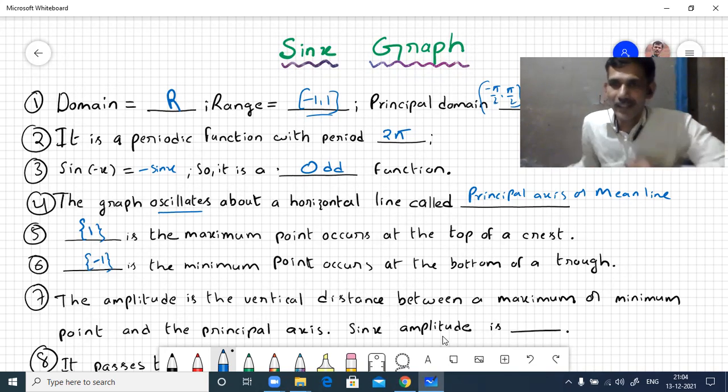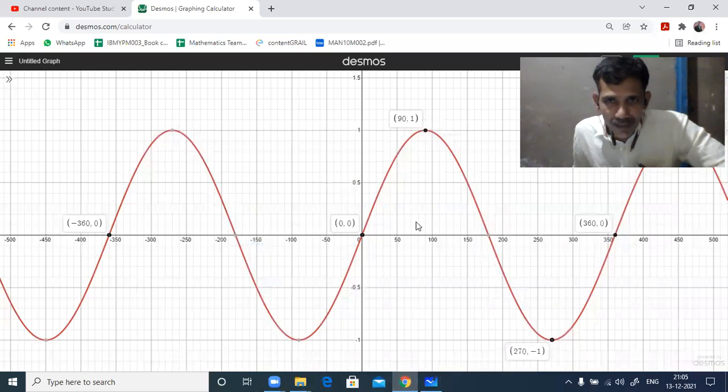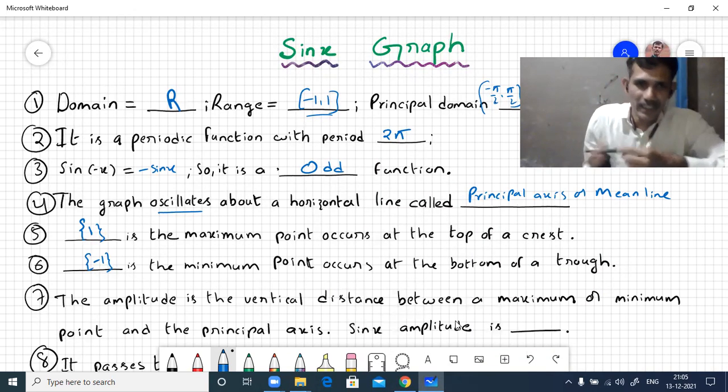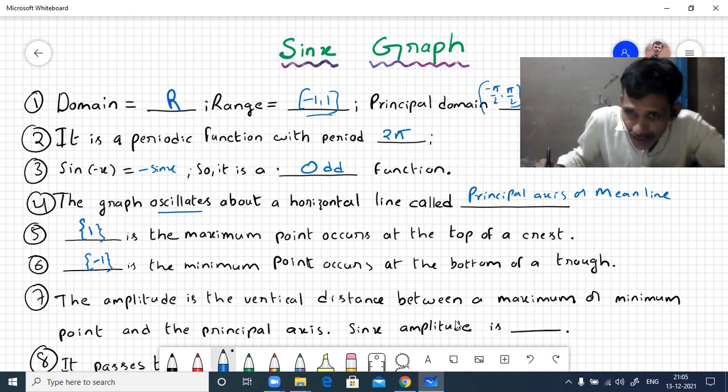Here, amplitude, we gave the definition also, as it is a physics term. It is the vertical distance between the maximum point and the principal axis, or the minimum point and the principal axis. If you observe from here to here, it is 1 unit away from the principal axis. So the amplitude of sine x is 1.